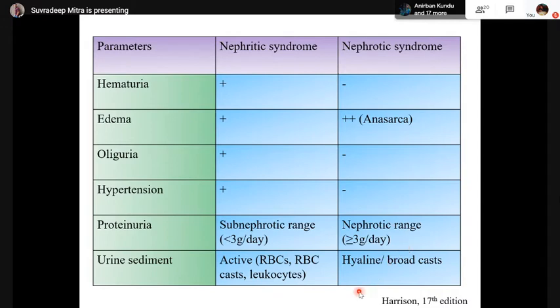One of the very basic tests by which nephritic and nephrotic can be distinguished is the urine sediment, which is active, meaning containing RBCs and RBC casts and leukocytes and granulocytic casts in nephritic syndrome. In nephrotic syndrome, you tend to see either no casts or hyaline or broad casts. So these are the differences between nephritic and nephrotic syndrome.